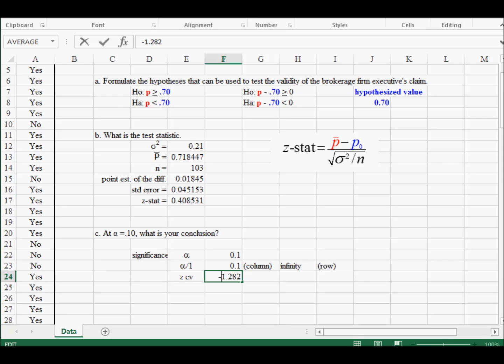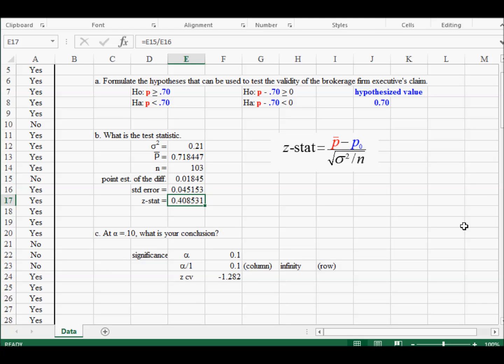Why do I make it negative? Again, we got to go back to the alternative hypothesis. The alternative hypothesis says what? It tells us what kind of test we have. Well, the proportion being less than 0.7 is pointing to the lower tail. And we have a lower tail test, so we make the critical value negative.